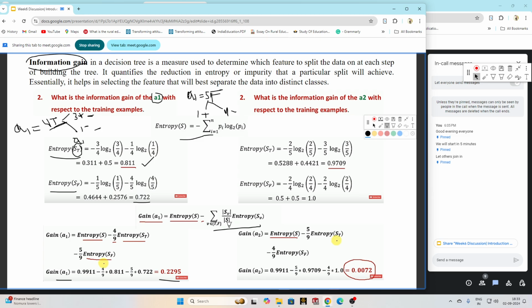This is the formula: SV by S. S is the total number of examples in your attribute. SV is the particular population or proportion of one class in that attribute. We are talking about true here, so we have to take the true examples. That is why minus 4 by 9 entropy of ST and minus 5 by 9 entropy of SF, because we have 4 true examples in A1 and 5 false examples in A1. So you will get your answer 0.2295.